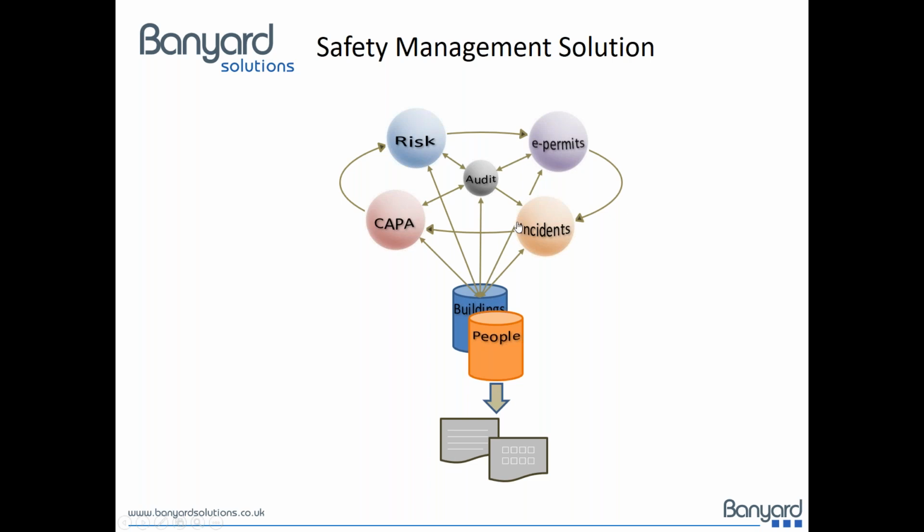So for example, if I have an incident, what's that going to mean in terms of my activities? Lessons learned may feed into the corrective actions and preventative actions. That will lead to a change in a risk assessment. That change in a risk assessment will be again then fed into the ePermit system.